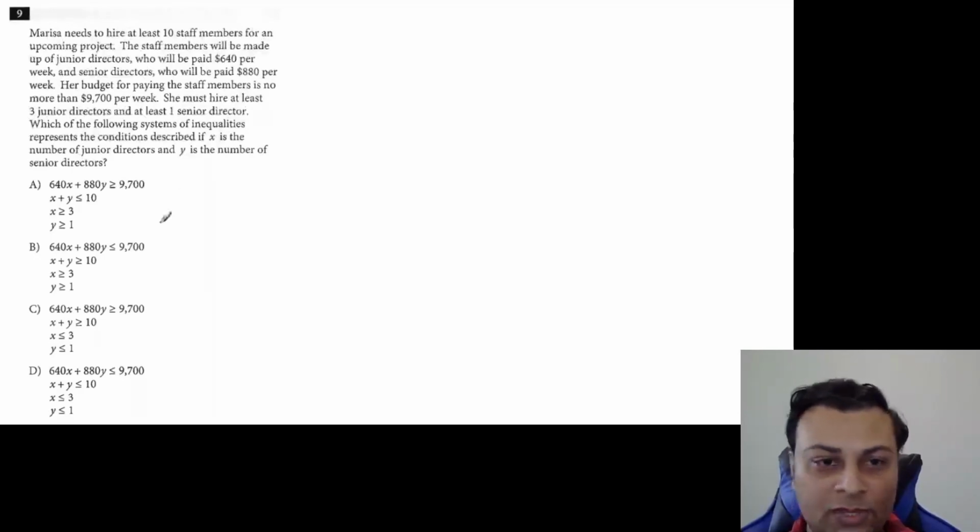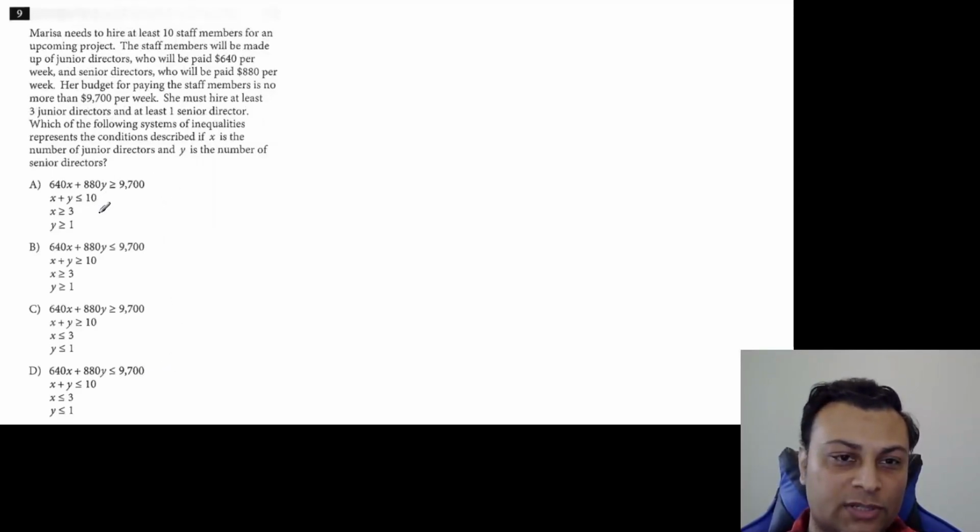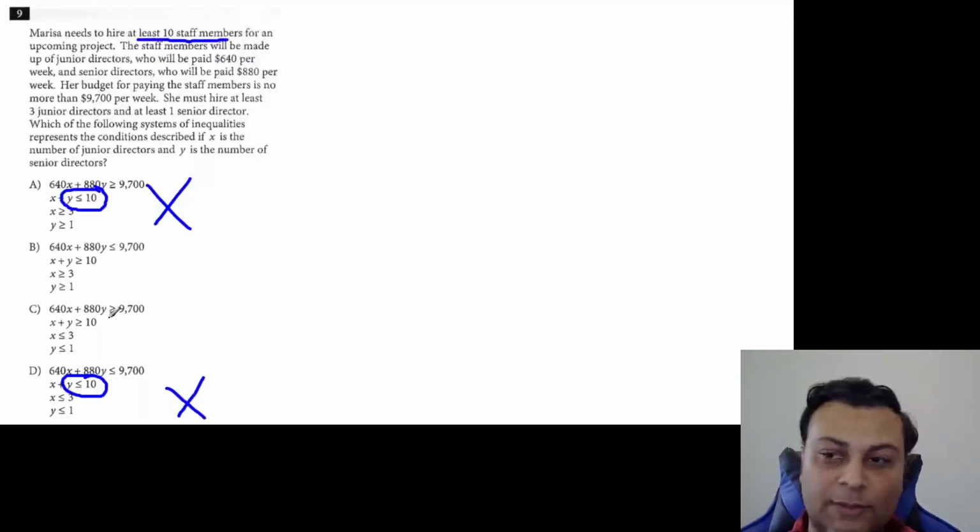Now, we have 4 options, and they all look very similar. They all have the same numbers. The only difference is the inequality signs in all of them. So what we can do is start to eliminate. At least 10 staff members, so we need at least 10. This one says at most 10. That's out. This one says at most 10. That's out. So we're left with 2 options.